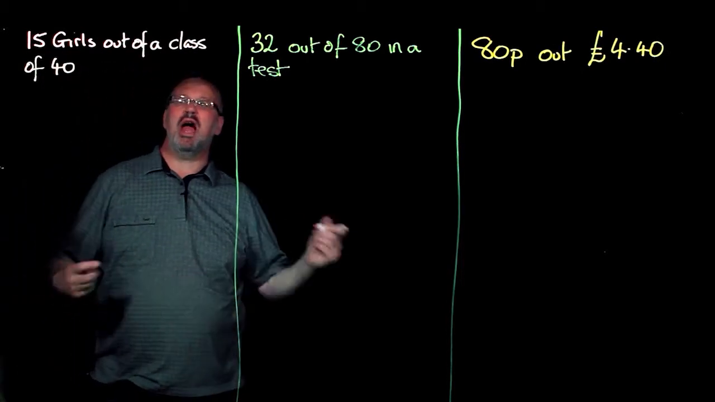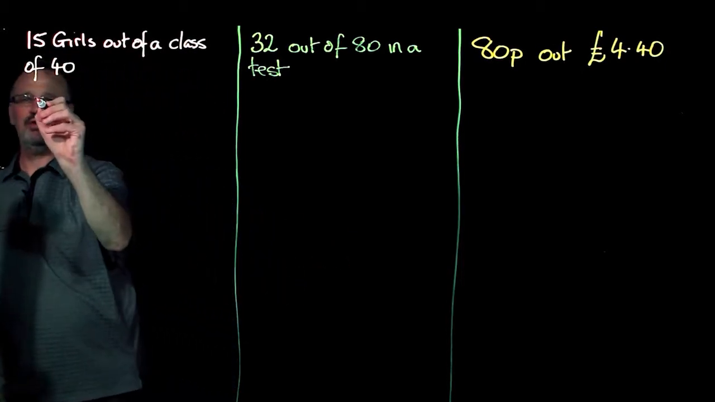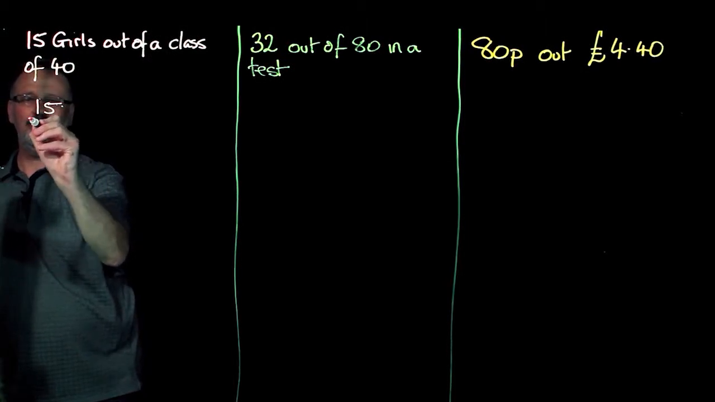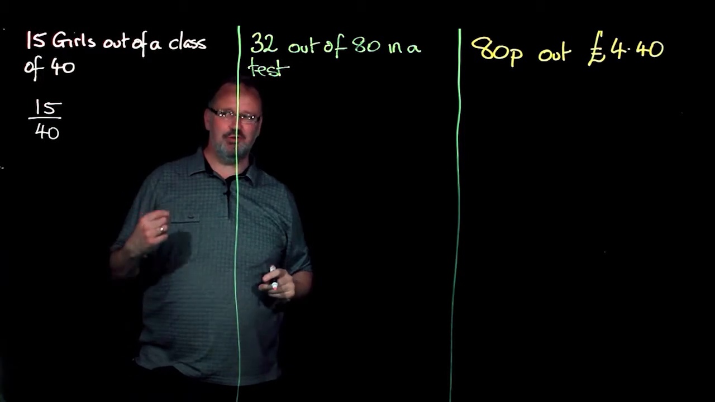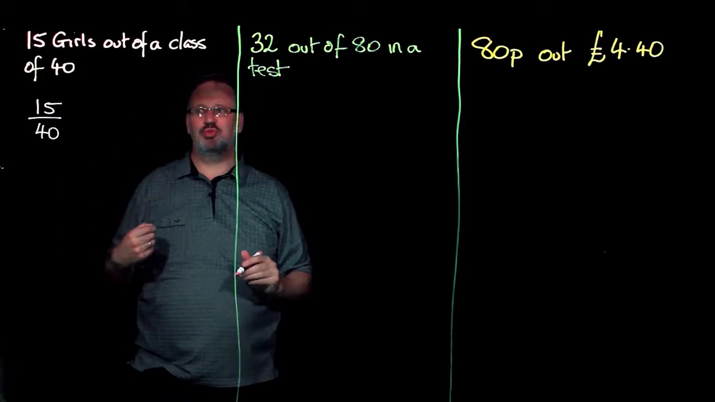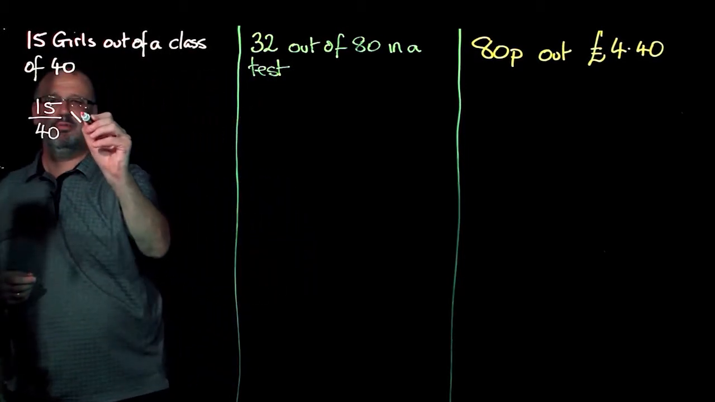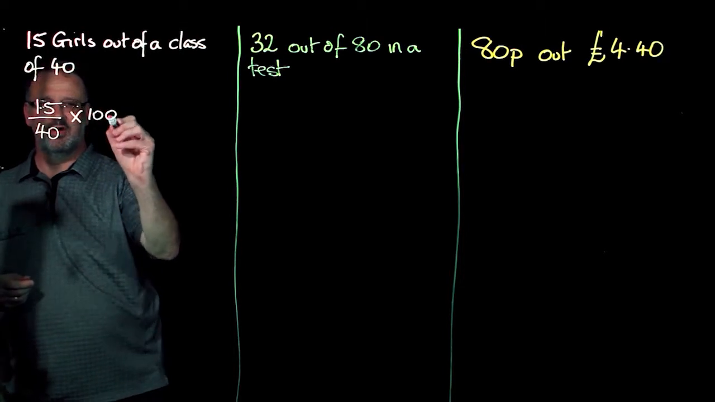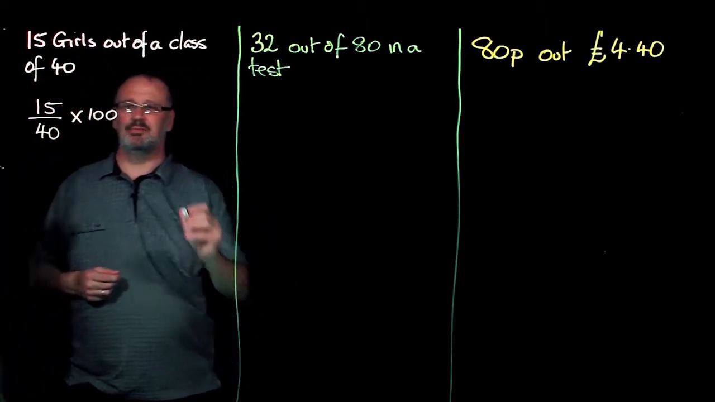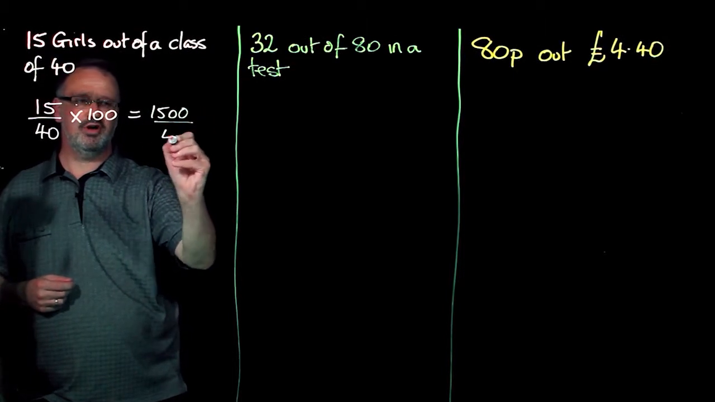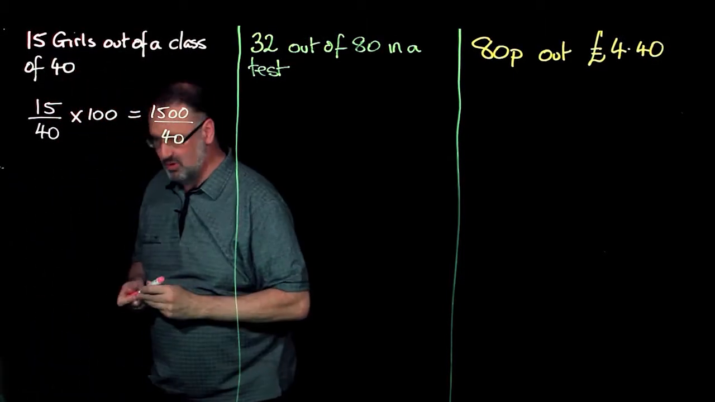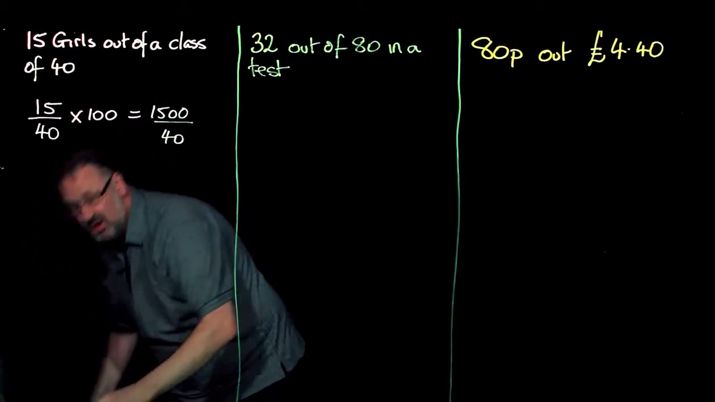15 girls out of a class of 40. So that is going to be, as a fraction, 15 out of 40. That is my fraction. How do I turn that into a percentage? I multiply it by 100. In other words, if I do that, this equals 15, two zeros, divided by 40. We could always resort to my calculator.